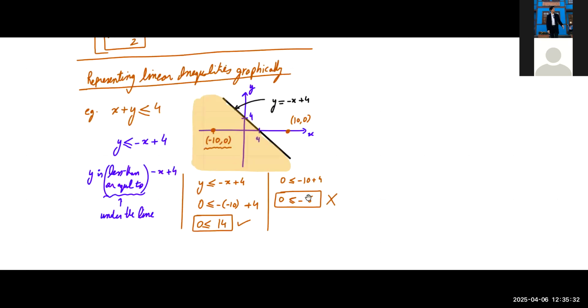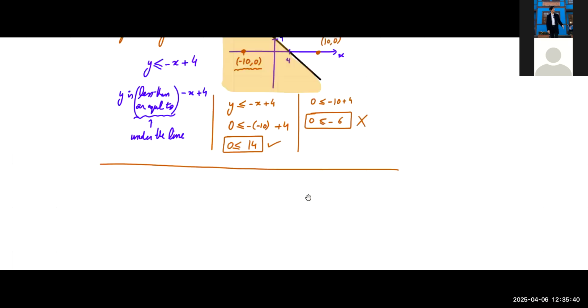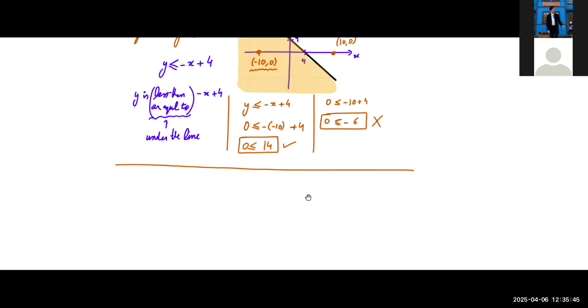Okay? Everything clear? Yeah. Okay. Now, there are two nuances that you need to remember. So I'm going to draw two examples. x plus y is less than 3, and let's say y is more than or equal to 2x, for example.